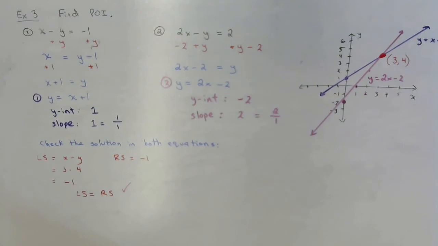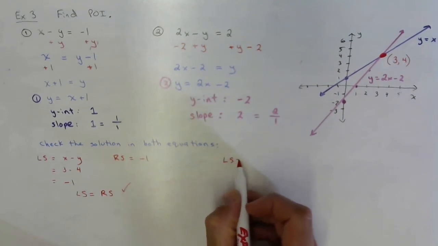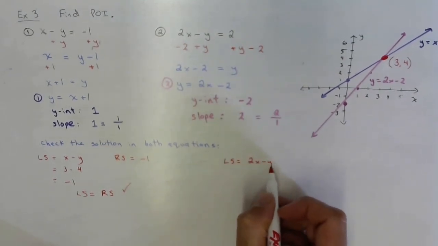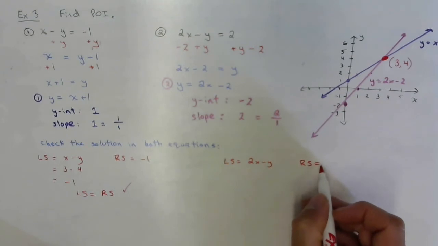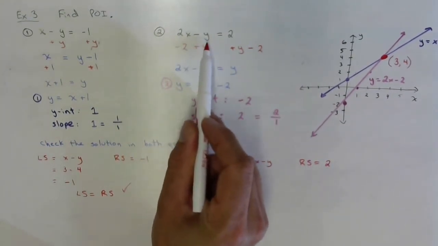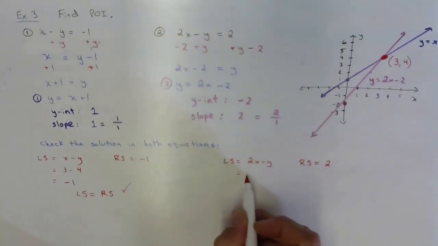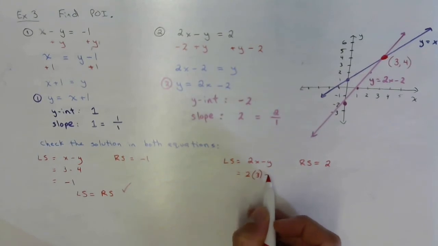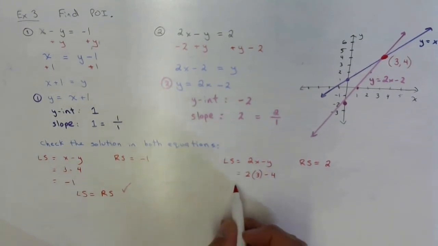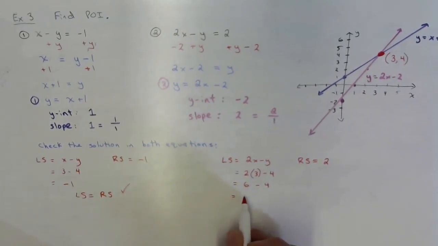I still haven't proven that it is a correct solution. I need to do the same thing for equation number 2. Left side equals 2x minus y. Right side equals 2. That comes from right up here. Left side, 2x minus y. Right side, 2. I'm going to sub in my solution. X equals 3, y equals 4. So I have 2 times 3, which is 6, minus 4. 6 minus 4 is 2.